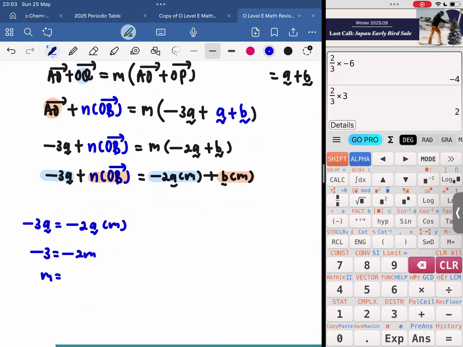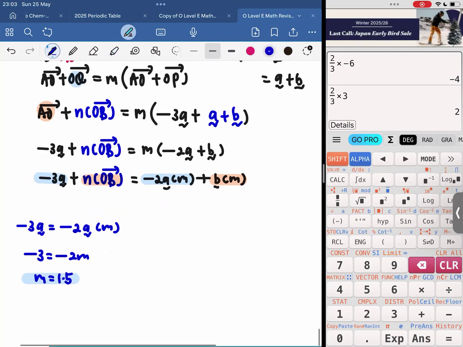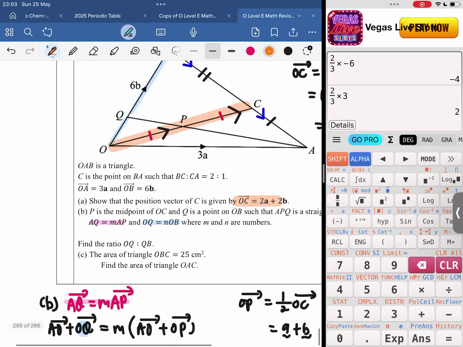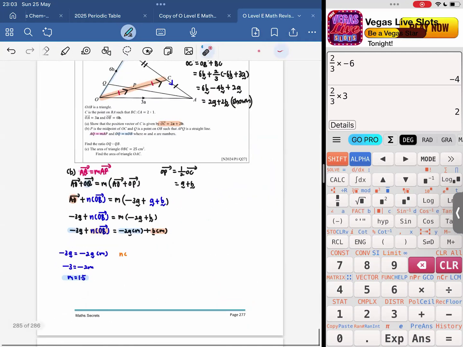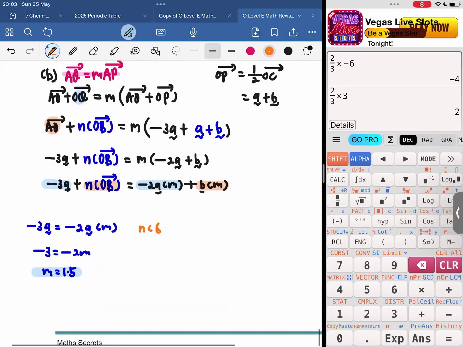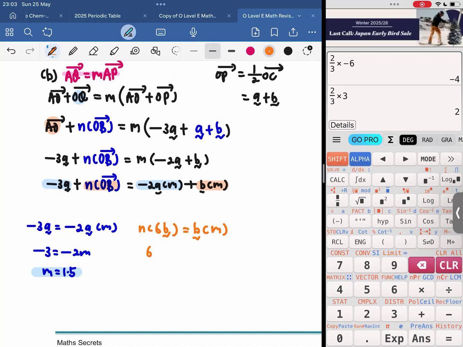So if I want to find M, just take 3 divided by 2. So M will be 1.5. This one is the blue one. Can you see? Now we do the yellow one. The yellow one is N of OB. Can we go check what OB is? OB is actually this thing, so OB is 6B. This one here is 6B. This side here is B times M. Similarly, let's get rid of the B. So this is 6N equals M. And M is from the blue one, which is 1.5. So for this one, just take 1.5 divided by 6.